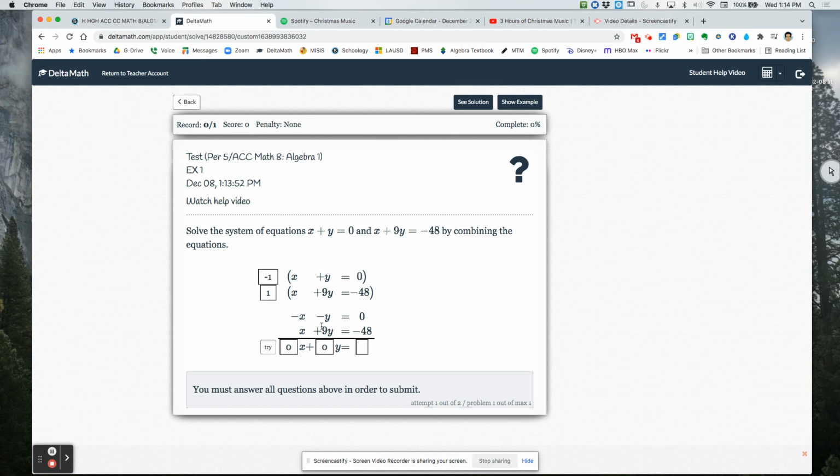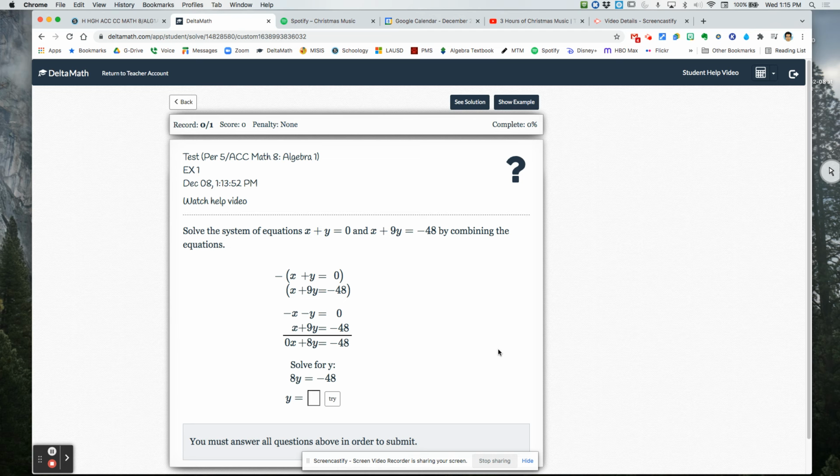Okay? And then that's going to be negative x plus x here. Right? We have opposites, which is what we wanted for x. And then we have negative 9, negative y, and 9. That's going to be how much? 8y. And then over here we would get 0, negative 48, so negative 48. And let's try. If we did that correctly, it lets us move on.